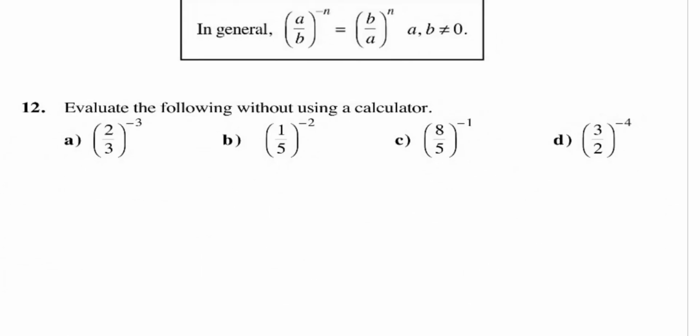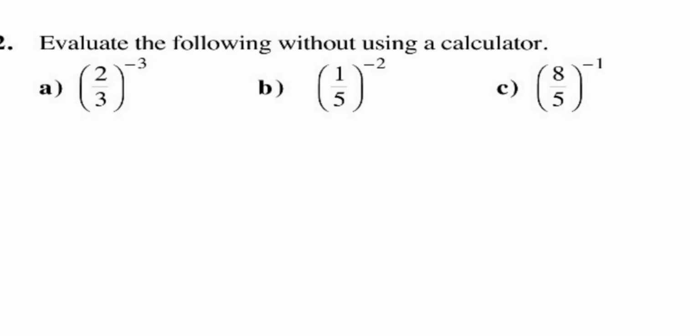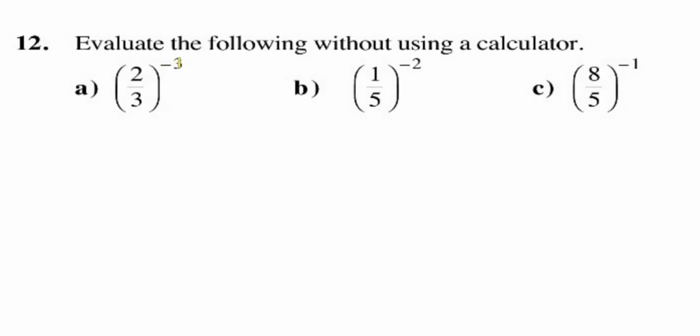Okay, a few more questions to go. Question number 12 here. So there's a general rule for question number 12. If you have a fraction with a negative power, then you can flip the fraction and have a positive power. Okay, so this isn't too bad. It's actually quite quick if you understand the rule here. So if you have a negative power, all you have to do is just flip the fraction. So this will be 3 over 2. So we flip it. So bottom becomes top and top becomes bottom. And then we have a positive 3.